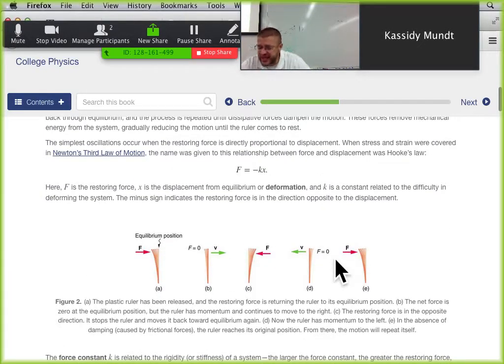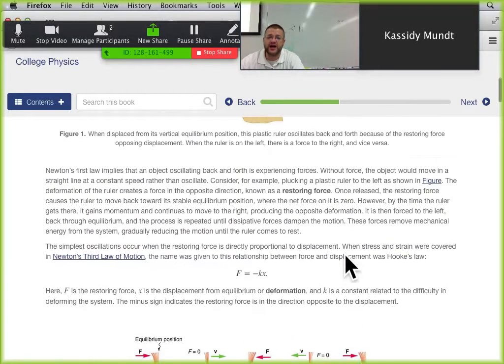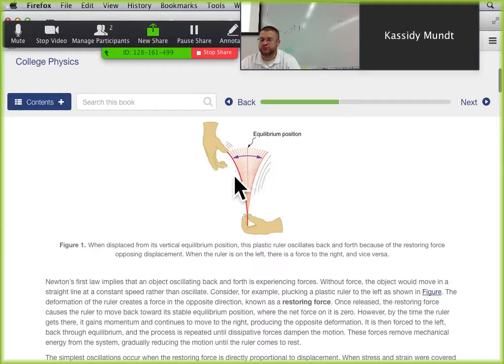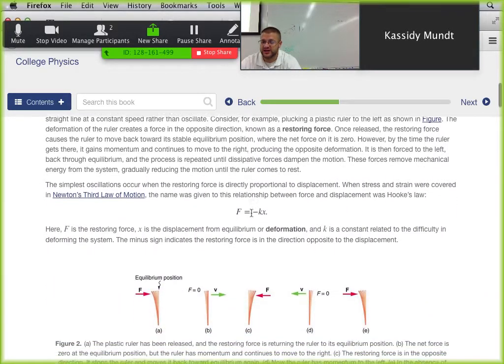But in all cases of oscillatory motion, you always have some kind of restoring force, which is a force that is always pointing back towards the equilibrium position, no matter where you are. So in the case of this ruler, this restoring force is always pointing either to the right if you're on the left-hand side, or to the left if you're on the right-hand side. It's always pointing back towards the middle or the equilibrium position, called a restoring force. And that's the whole idea.